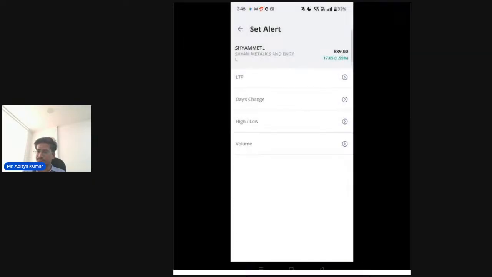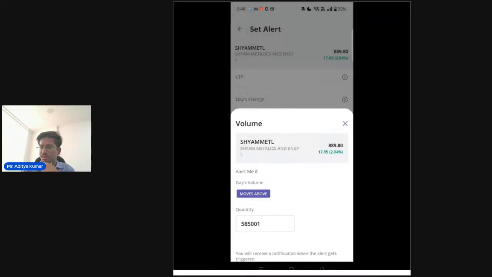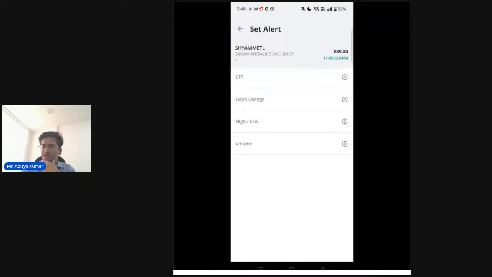After that, we have volume spikes. If you trigger this alert, you will be alerted when trading volume, the number of shares traded, surges past a set limit, hinting at unusual activity or market interest. So this is all about the alert section. These alerts basically ensure you stay proactive, delivering real-time updates tailored to your preferences.